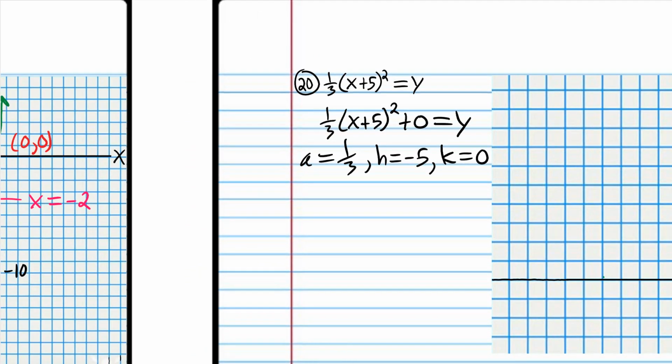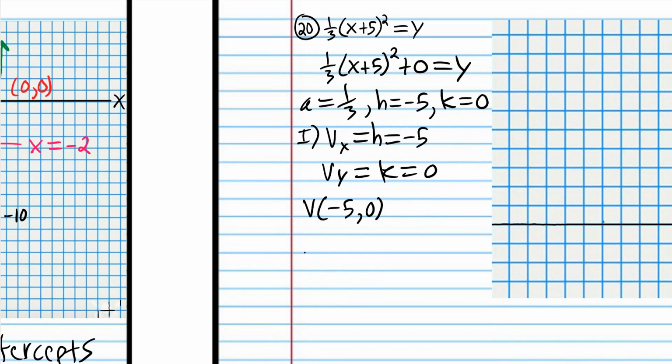And so first step is to find the vertex, and that's going to be really easy because the x value of the vertex is equal to h, which is equal to -5, and the y value of the vertex is equal to k, which we found is 0. So the vertex is (-5, 0).